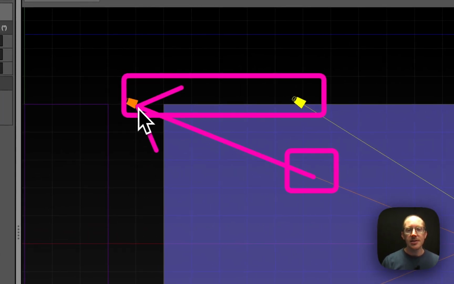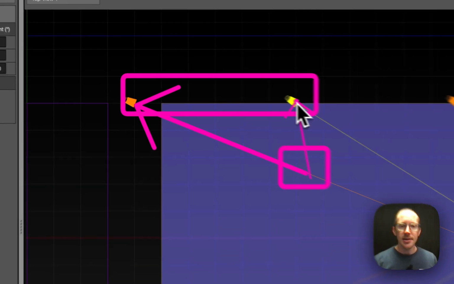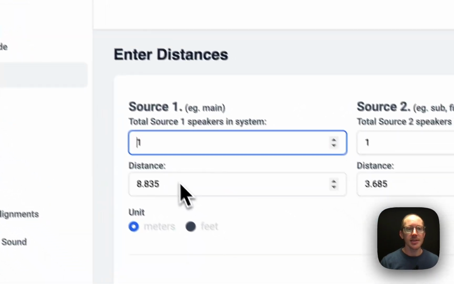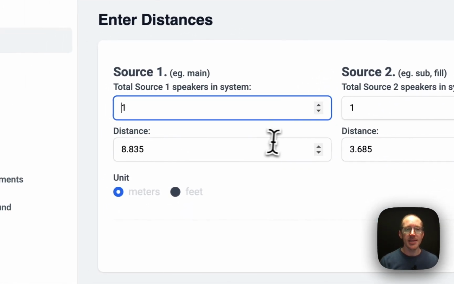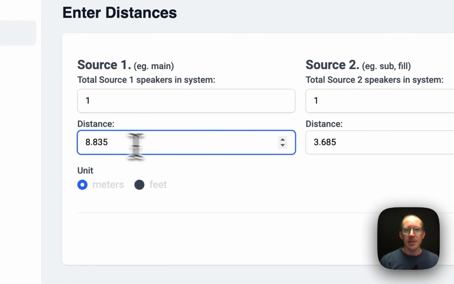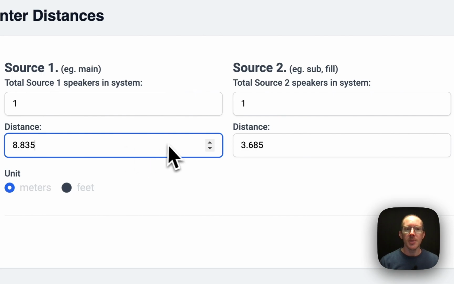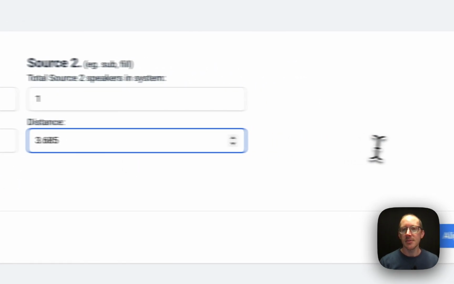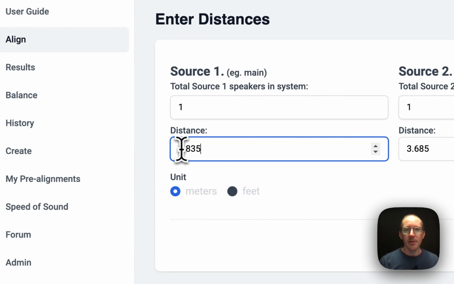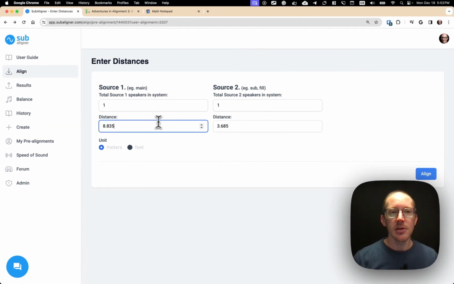I measured the distance to the main and the distance to the fill, and then I put those into subaligner. So that would look like this, and I have the distances saved from that day. So these are the same distances: distance to the main, 8.8 meters, distance to the fill, 3.6 meters. Just looking at this, you see there's about a 5 meter difference in distance.